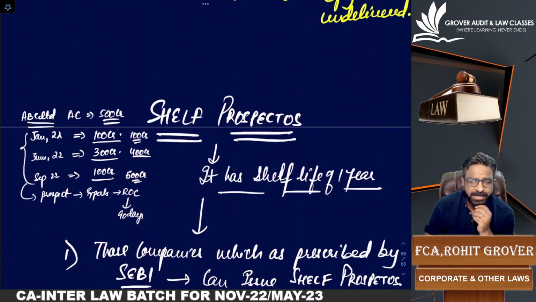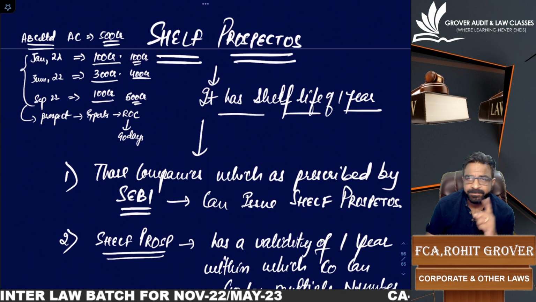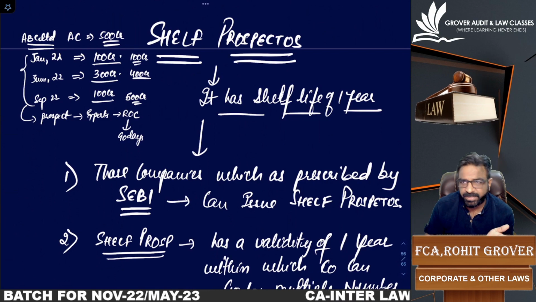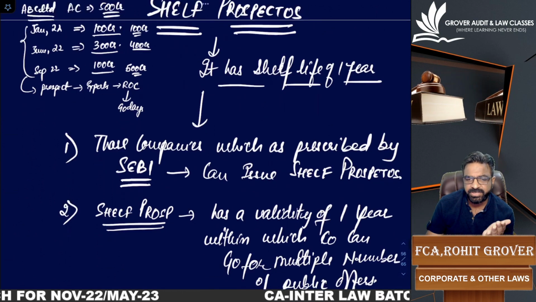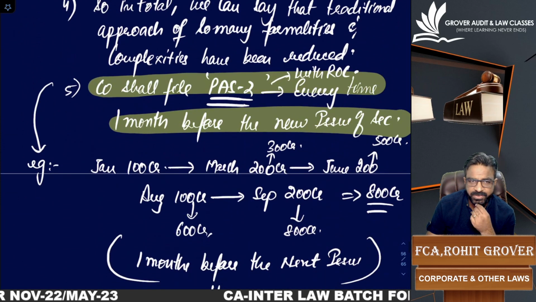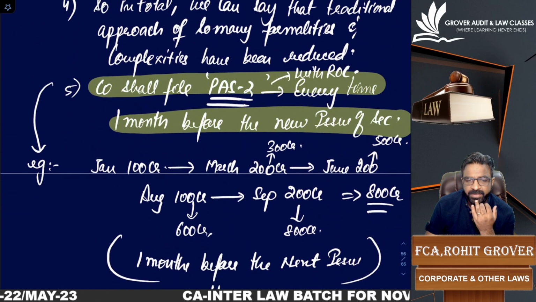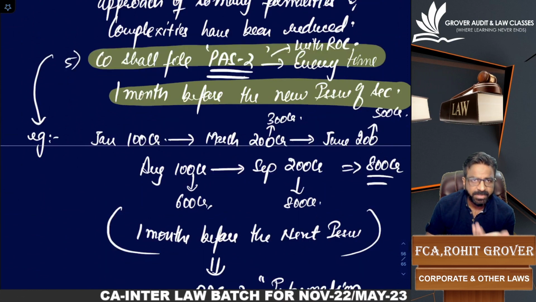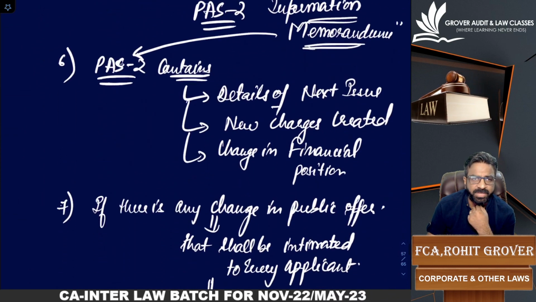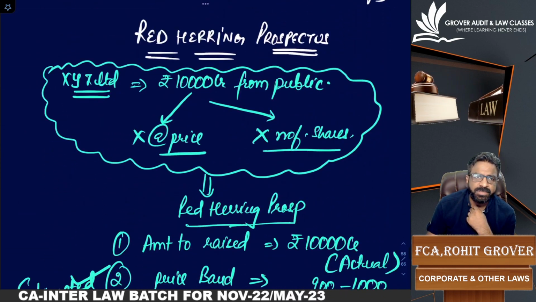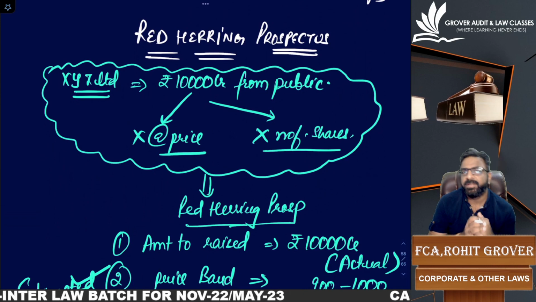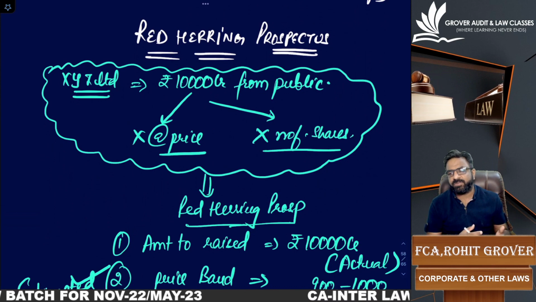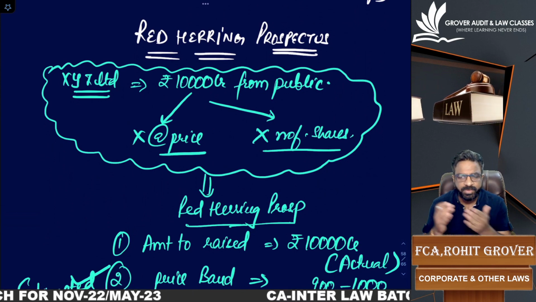And shelf prospectus, what is the shelf life of this prospectus, everyone? 1 year. During that 1 year, the company may come up with n number of issues, but whenever there is a change in the financial position, we have to file PAS-2, which brings the changes to the notice of the ROC. This is the shelf prospectus, that is called information memorandum. And last but not the least, red herring prospectus, where we know the amount of capital to be raised, but we don't know the price of the share or the number of shares. For that, we follow the book building process.